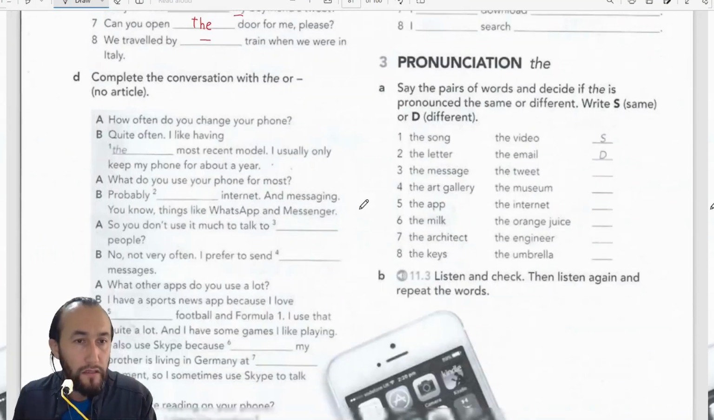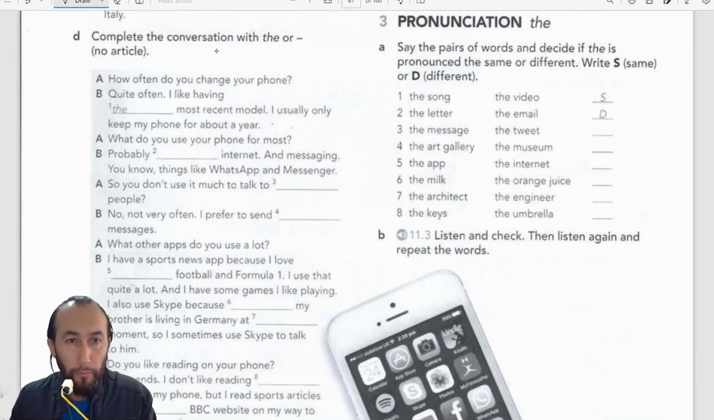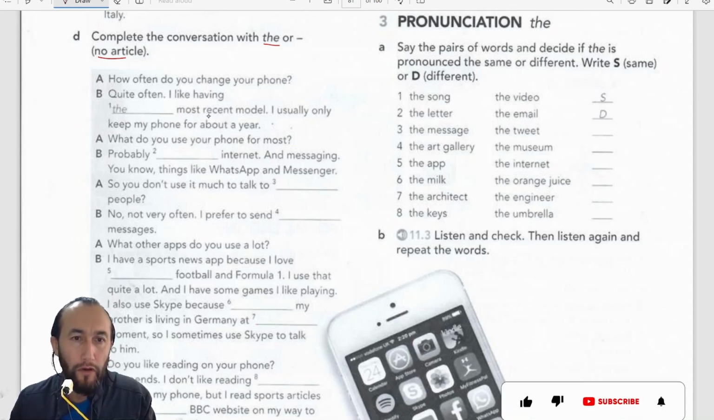Now we're moving to exercise D. Let's see what we got there. D is asking us to complete the conversation with "the" or no article. Again, the same question. All right, let's do that. So A, how often do you change your phone? A is asking, how often do you change your phone? And B is saying, quite often. I like having the most recent model.